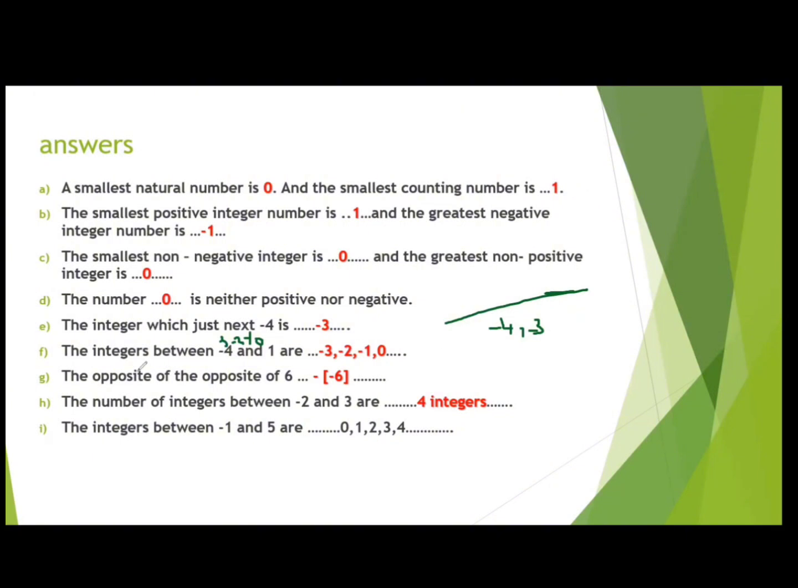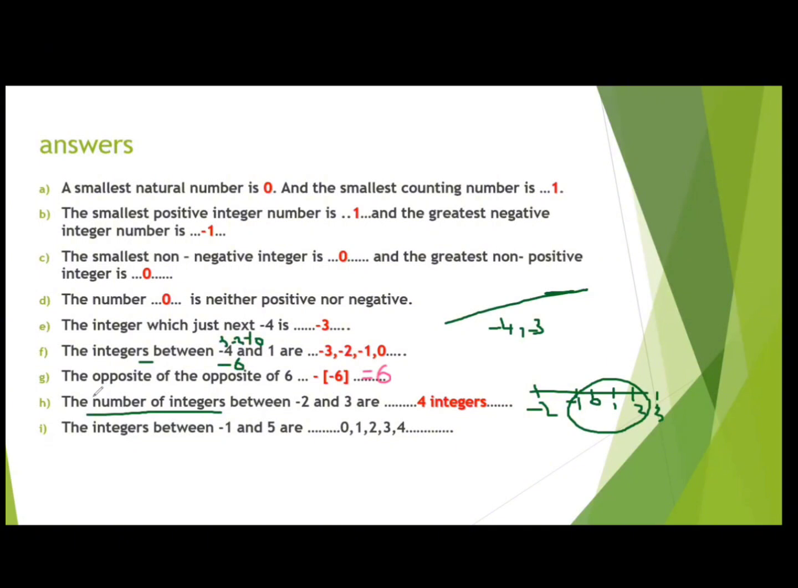G, the opposite of the opposite. Opposite means minus. The opposite of 6 is -6. -6 is the opposite of 6. The opposite of this number is -6. H, the number of integers that are between -2 and 3. You can draw a number line and put here 0. This is -1, then -2. And on the other side, you can put 1, 2, then 3. I want the integers that are between -2 and 3. These are the integers. The number of integers means how many numbers? 1, 2, 3, 4 integers.